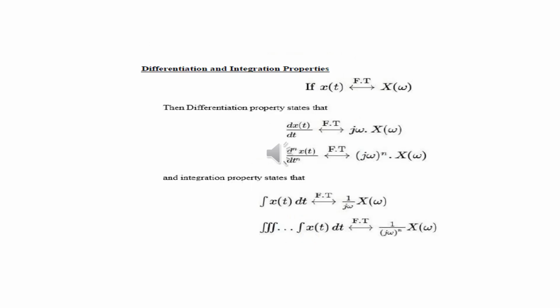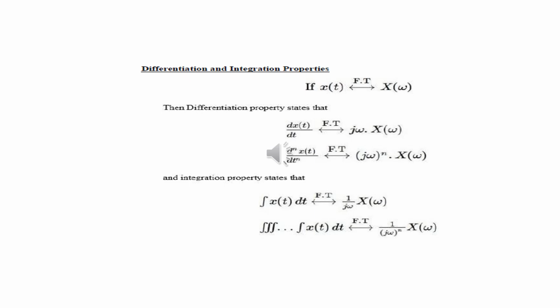Next is differentiation and integration property. Differentiation property states that for the differentiation d of x of t by dt, the Fourier transform will be j omega into X of omega. Similarly, for n times it will be j omega to the power n into X of omega. Likewise, the integration property states that the integral of x of t dt can be Fourier transformed to 1 by j omega into X of omega.